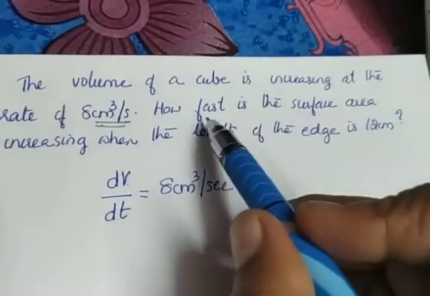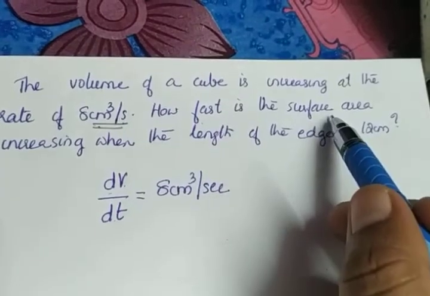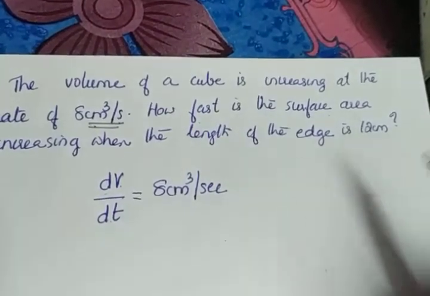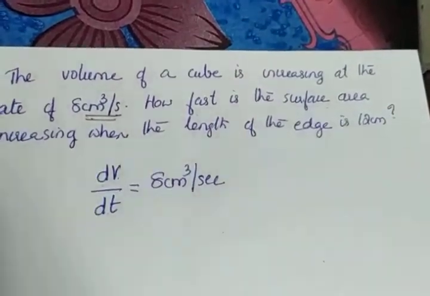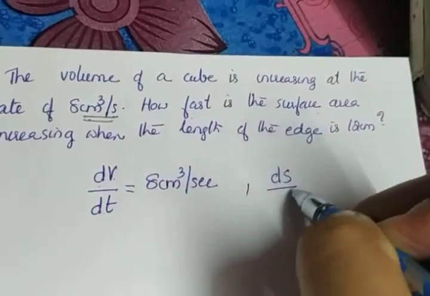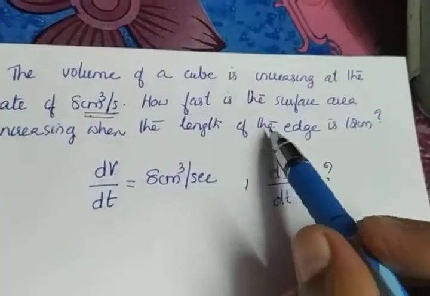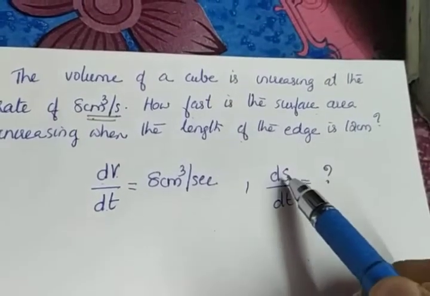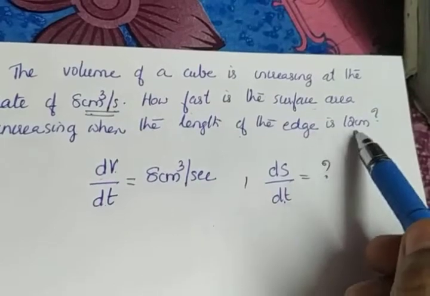What we have to find? How fast is the surface area increasing? How fast is the surface area increasing means according to the time the surface area increases, because the rate is given. So what we have to find is the value of dS by dt. We have to find the rate of increase in surface area when the length of the edge is 12 centimeters.